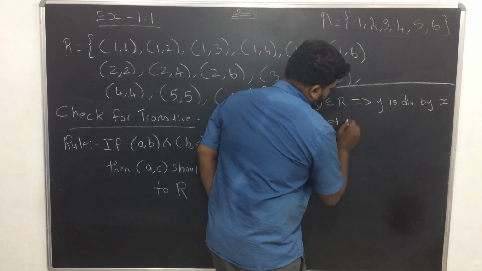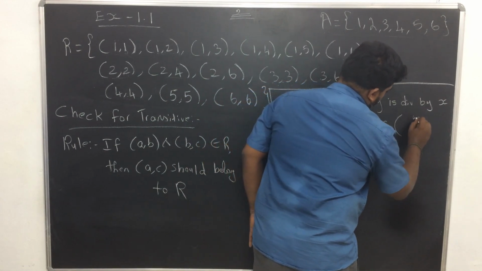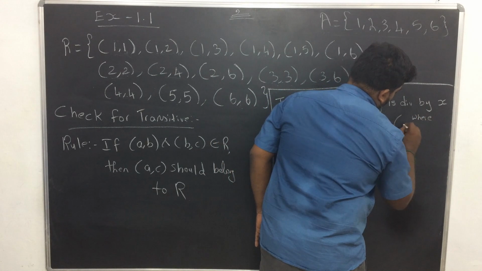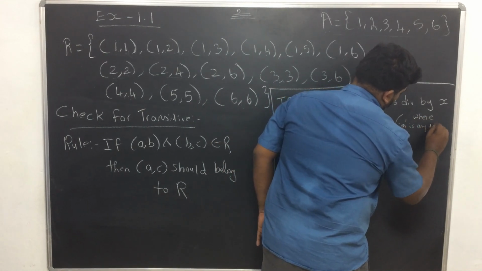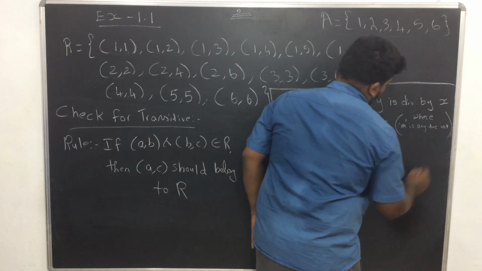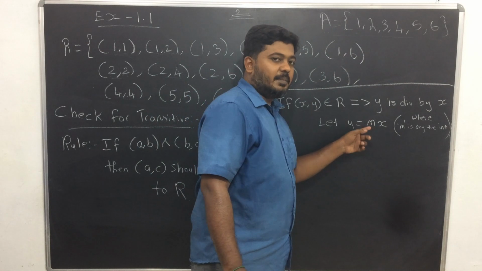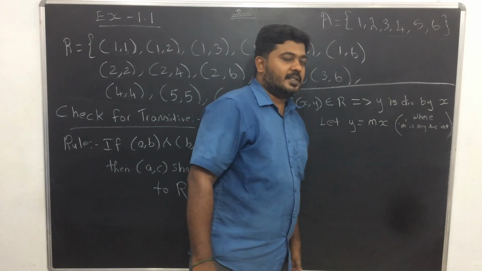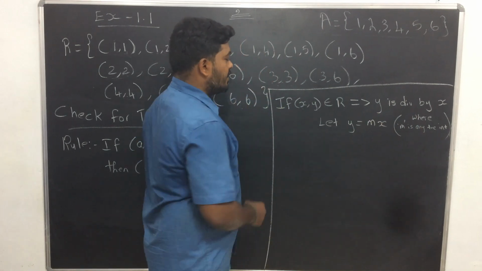Let y be equal to mx, where m is any positive integer. So I am writing y is equal to m into x. What is this m? This m is any positive integer. So this means y is m times x. That is what it means, right?